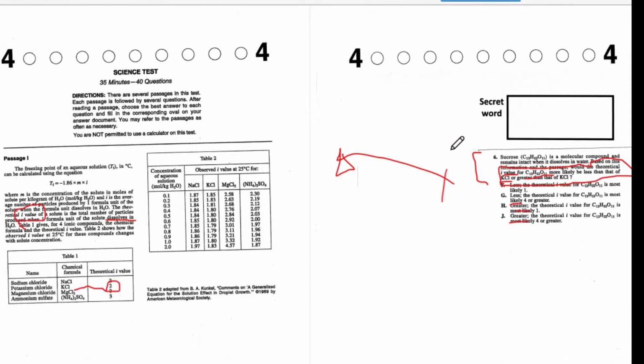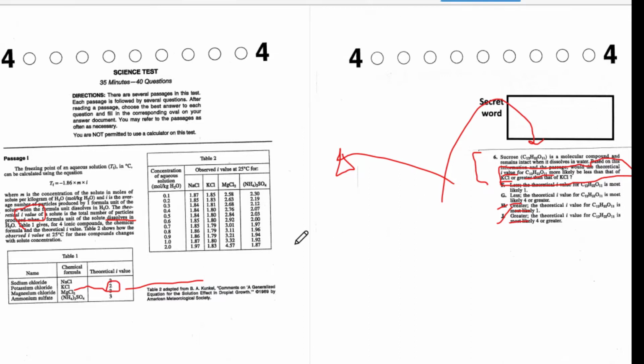So now it's time to read the top part over here. And here's what it says. Sucrose is a compound that remains intact when dissolved in water. So basically, that means it doesn't dissolve, right? So we know that sucrose is going to be less than 2 because here's the KCl. So if it doesn't dissolve, it's going to be less. So we can cross out answer choice J and H. And then you just simply read the 2 choices. It says in F, most likely 1, or G says greater than 4.